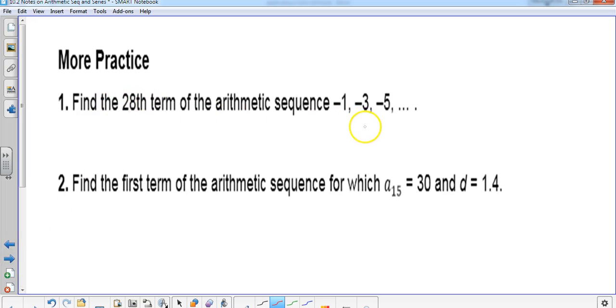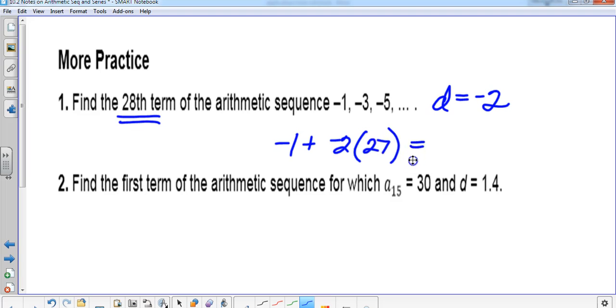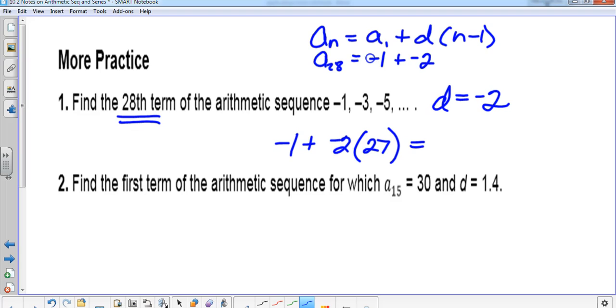Find the 28th term of this sequence. What's the trick here? The difference is what? Yeah, the difference is -2. So we take the first term plus the difference, how many times to get the 28th term? 27 times, yep. So to get a sub 28, you'd take the first term plus the difference, 28 minus 1 times, if you needed to work that all out. Is it -55, guys? Yep. And that's a sub 28.